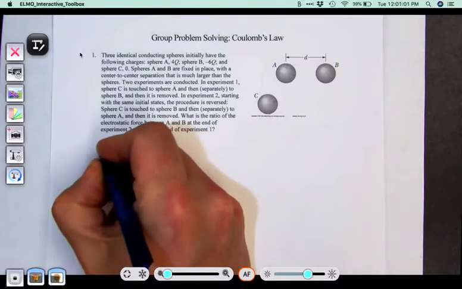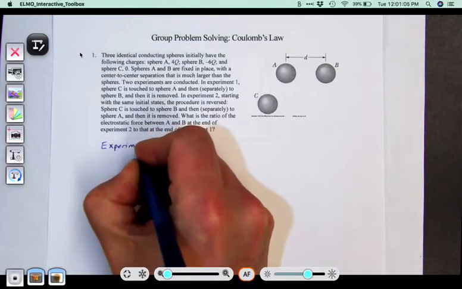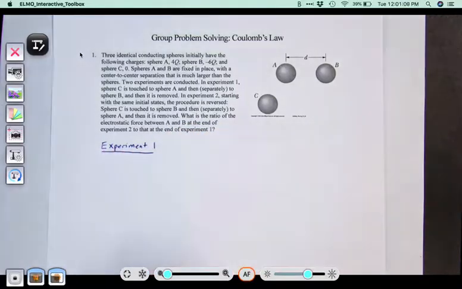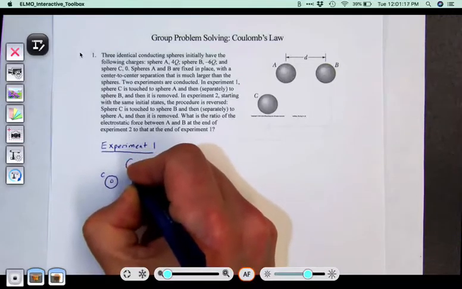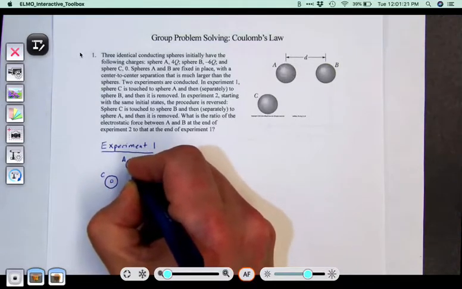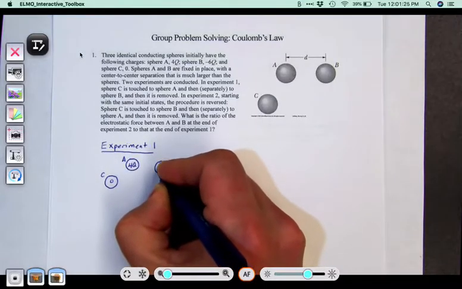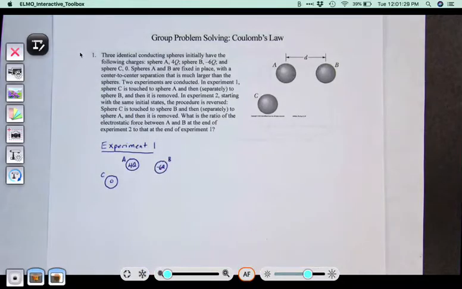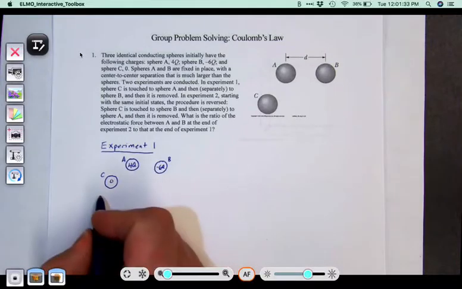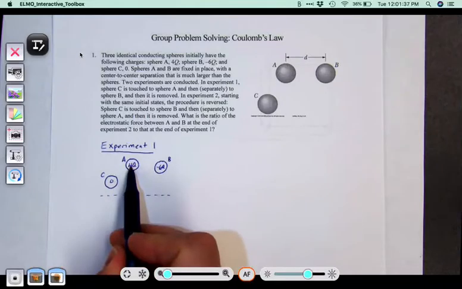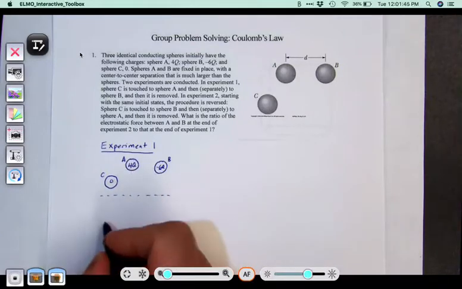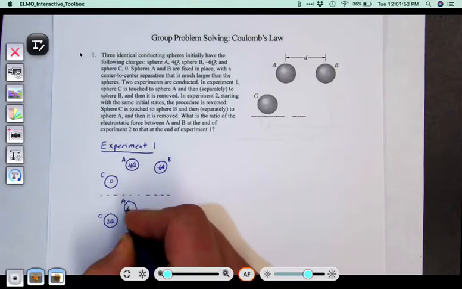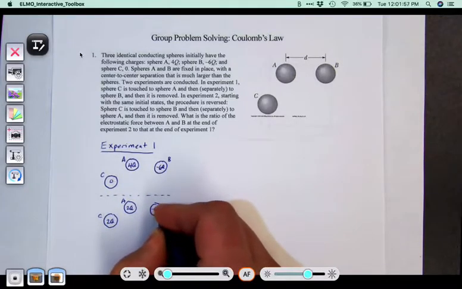Well, lots of stuff there. Let's go ahead and dive into it. So I'm just going to draw some little pictures. Here's experiment 1. So when I started, sphere C had nothing on it. Sphere A had 4Q, and sphere B had minus 6Q. So after step 1, C touches A, and because they are conducting spheres, the total charge between the two of them, which is 4Q, is going to be equally distributed among the two of them. So afterwards I'll have C here with 2Q, A also with 2Q, and B still with minus 6Q.